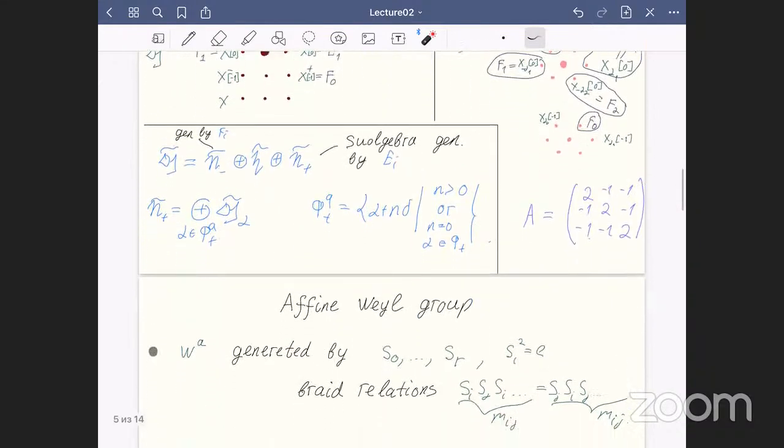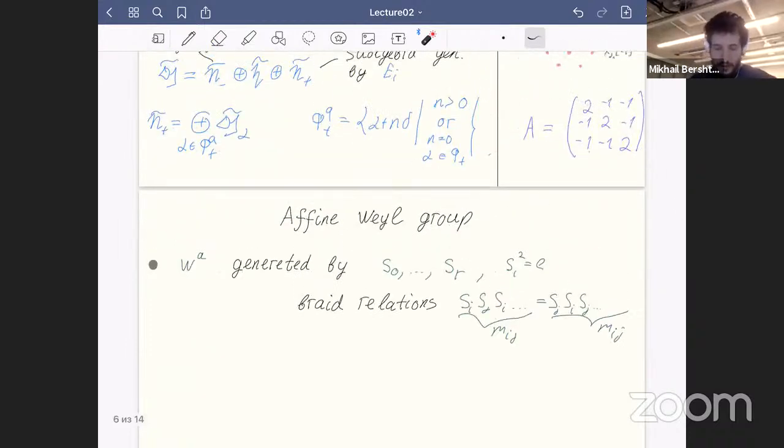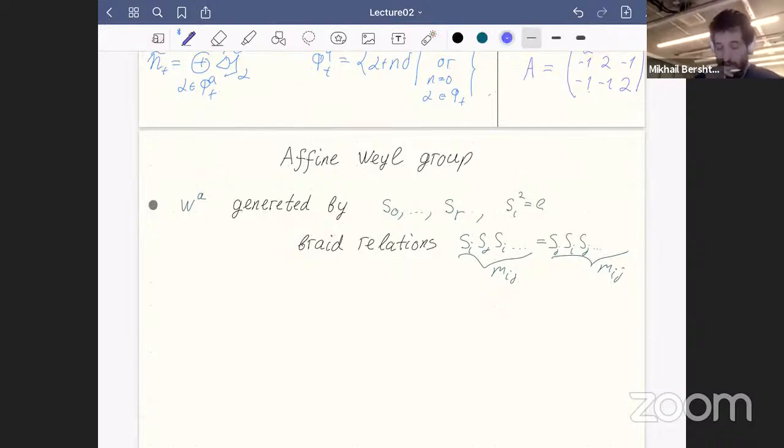Since we realized that the affine algebra is a Kac-Moody algebra, we can talk about its Weyl group, which I call the affine Weyl group. Its definition is just as for any Kac-Moody algebra, just as for a simple algebra. This is a group generated by simple reflections which correspond to simple roots. Now we have r plus 1 simple roots, 0 and so on up to r, subject to relations that each of them is an involution, and they should satisfy braid relations. And these numbers m_ij are given by the table.